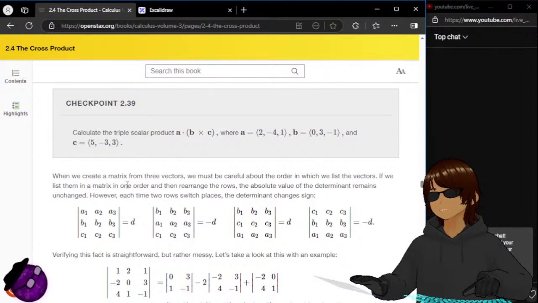When we create a matrix from these vectors, we must be careful about the order in which we list the vectors. If we list them in a matrix in one order and then rearrange the rows, the absolute value of the determinant remains unchanged. However, each time two rows switch places, the determinant changes sign.